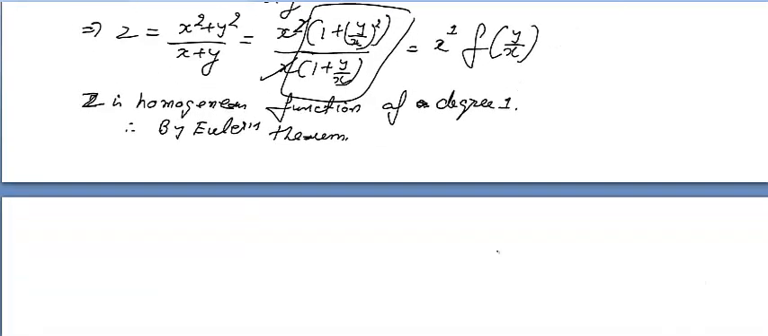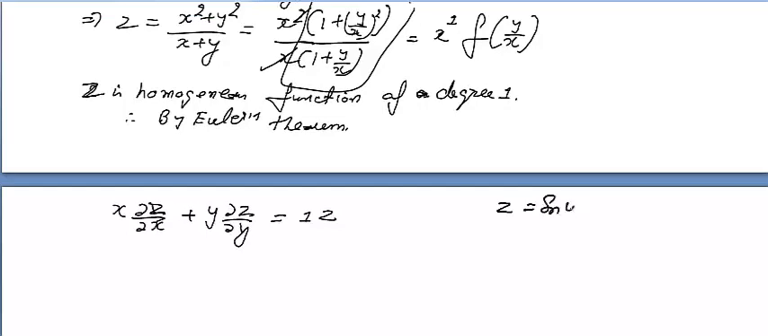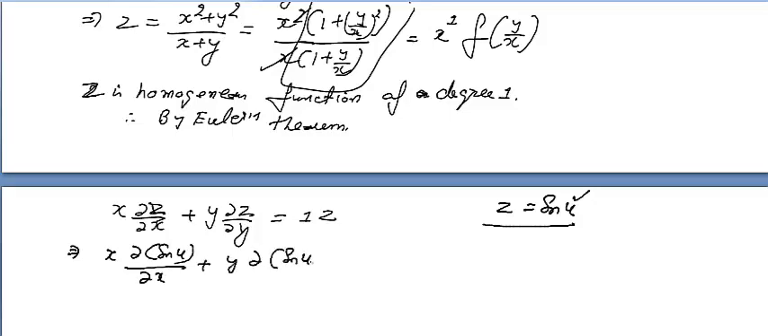Euler's theorem means x ∂z/∂x + y ∂z/∂y = n z, here n is 1, so it is 1 times z. And you know that z is equal to sin u, and your question is in u, not in z. So I will substitute the value of z here: x ∂(sin u)/∂x + y ∂(sin u)/∂y = sin u.